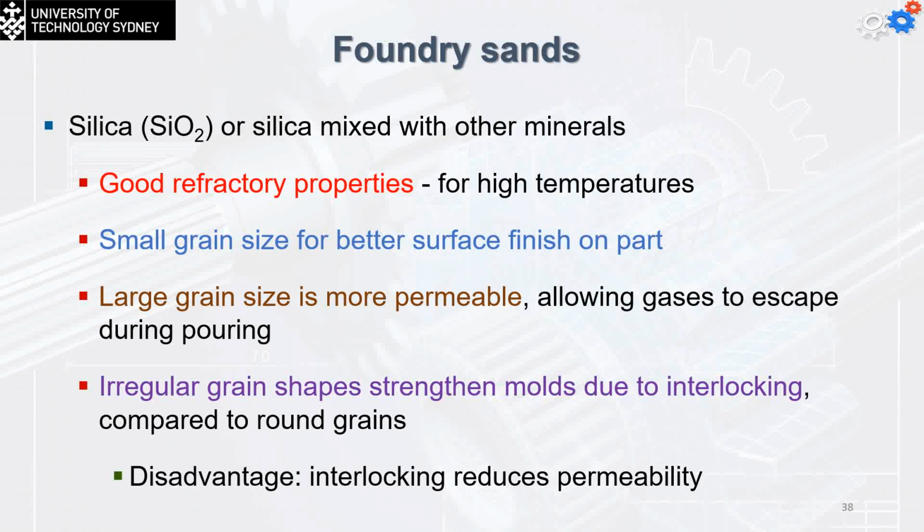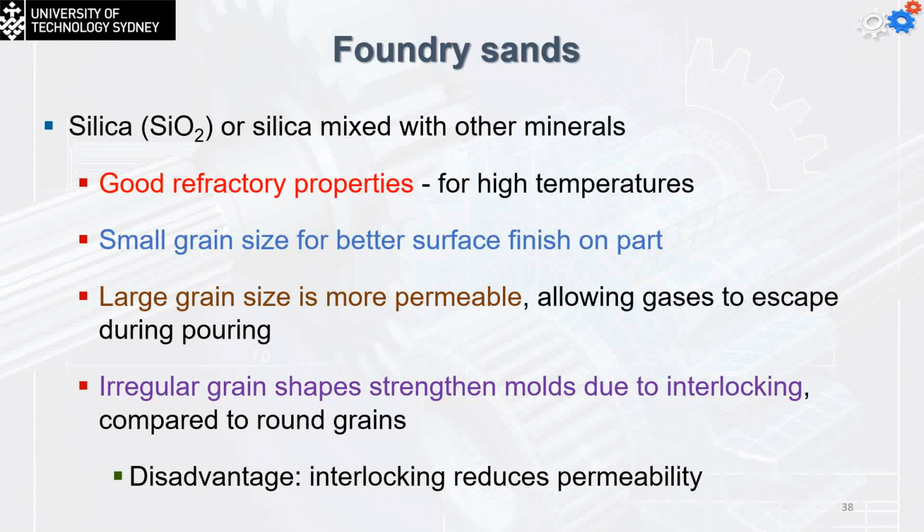I'm going to have bad surface finishing, but at least I'm not going to have trapped air within the part. Irregular grains are going to be better because simply they're going to interlock, and this will make the mold stronger. The disadvantage is that the interlocking will reduce the permeability, so this will not allow for the gases to escape from the mold cavity.